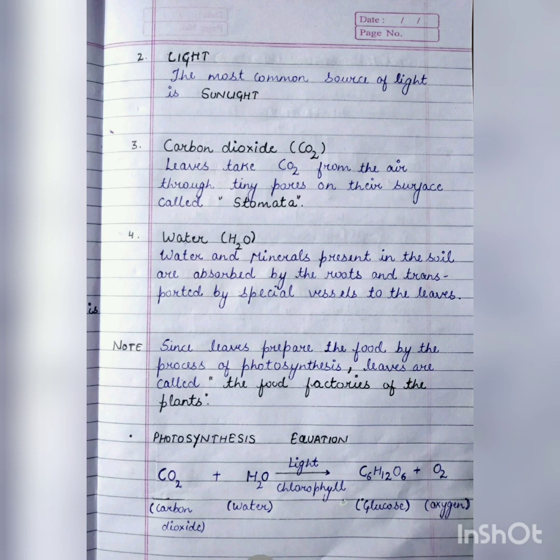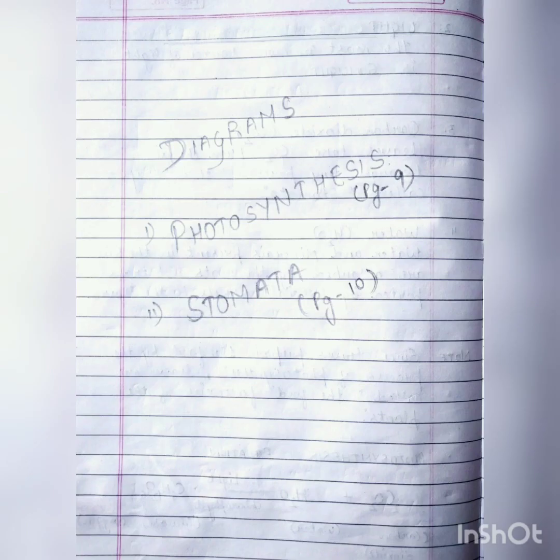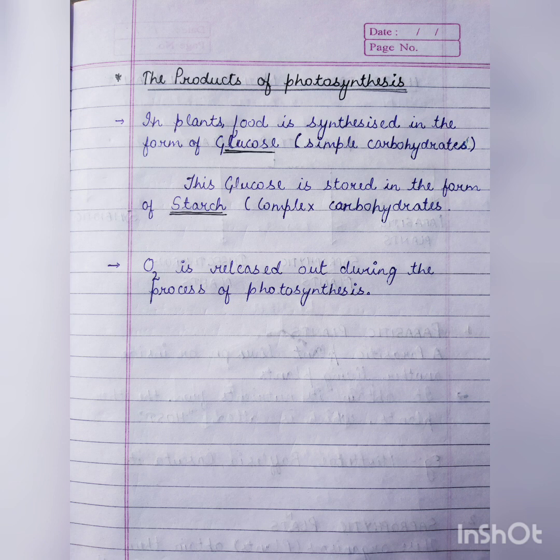After this, write down the photosynthesis equation as shown on the screen. Then on the next page, you can draw the diagram of photosynthesis from page number 9 of your book and the stomata diagram from page number 10 of your book. Next, write the products of photosynthesis.